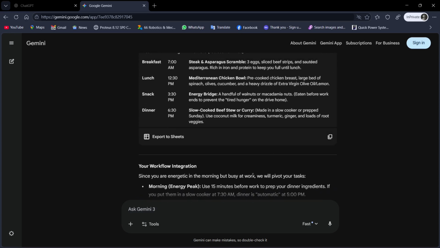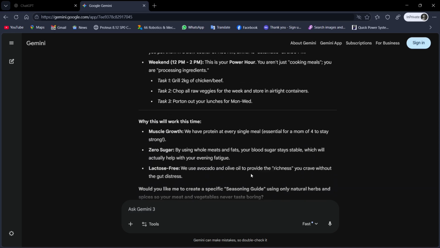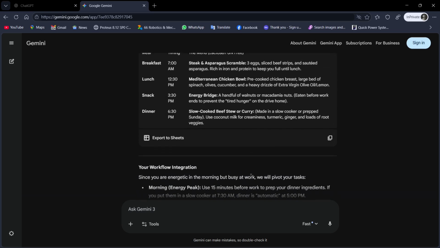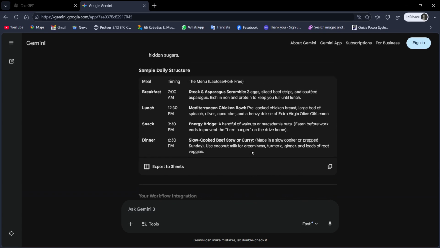So here, this is a great example of what I was saying, but we now need to combine this whole output into something which is actually usable. In this form, it's basically more of an advice and it's not so much usable. One of the things which you can definitely use is this daily structure, this sample daily structure, right? There are more things which we can do.